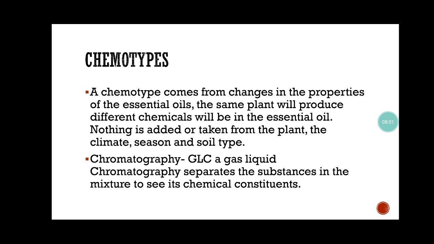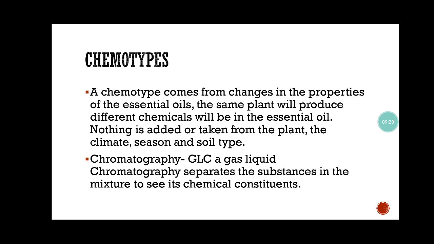So a chemotype comes from changes in the properties of essential oils. The same plant will produce different chemicals that will be in the essential oil. Nothing is added or taken from the plant. It's the climate, season, or soil type, as I was saying.